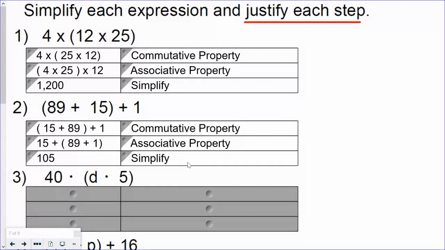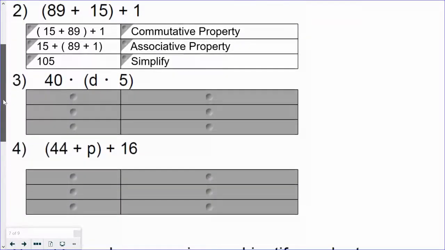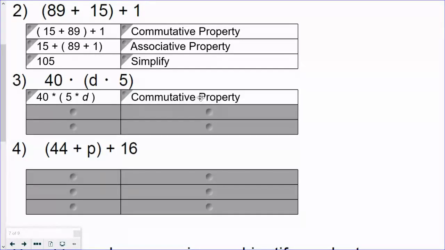All right. Those are 2 different ways to show that you can justify your answers. Okay, so let's look at this one. D times 5. I don't know the value of D. They haven't told me yet. So I need to actually switch it up with commutative property so that I can group and associate 40 and 5 together. My justification then is associative property.